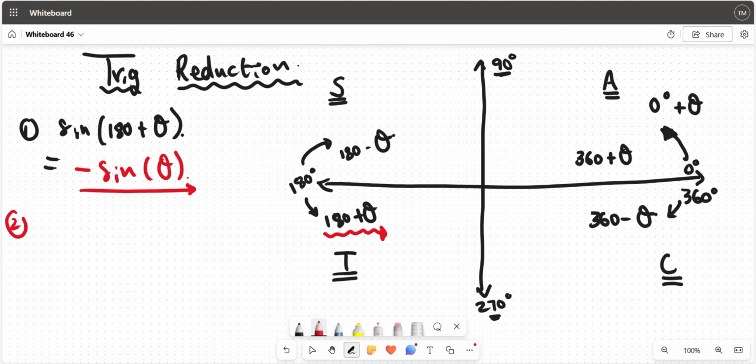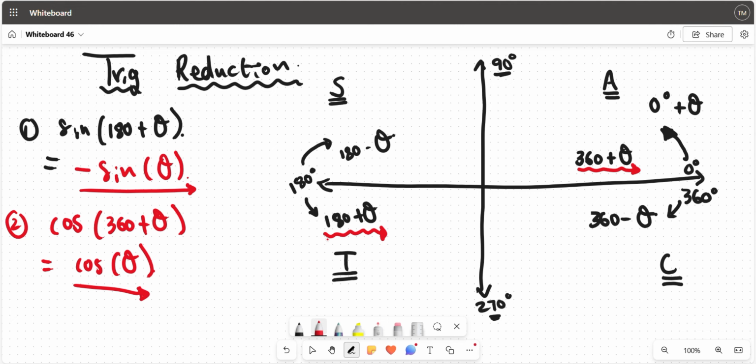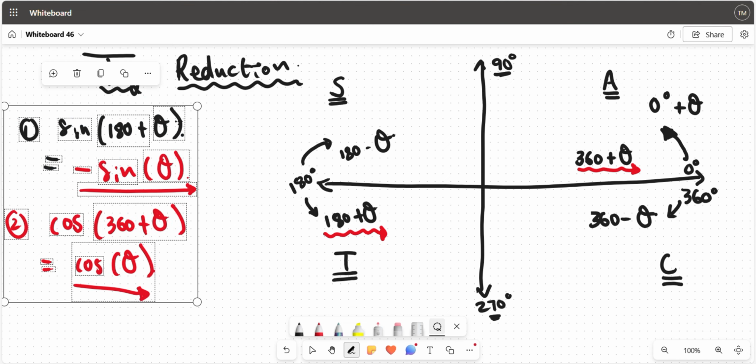Now let's take number 2. What if we're reducing something that looks like cos of 360 plus theta? If we were reducing this, then it would put me in the first quadrant, and every ratio in that quadrant is positive, so this will just end up being a positive cos theta, and that will be my final answer, right? I hope you guys are seeing what's happening here. Let's just try maybe 2 more, and then we'll apply it to a real example.